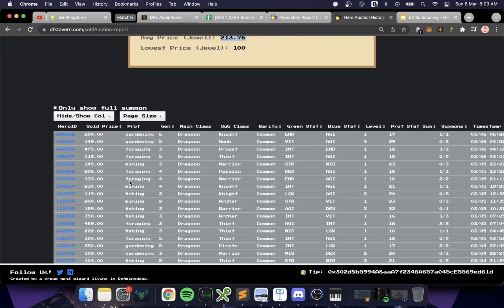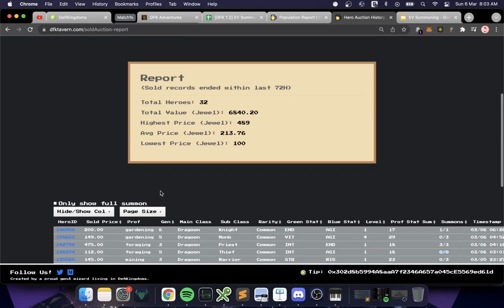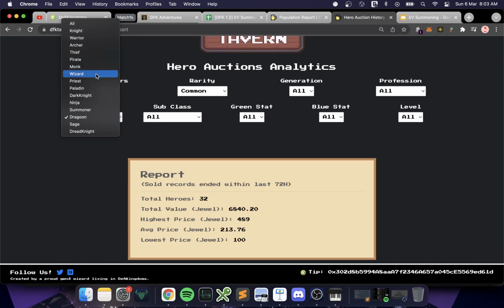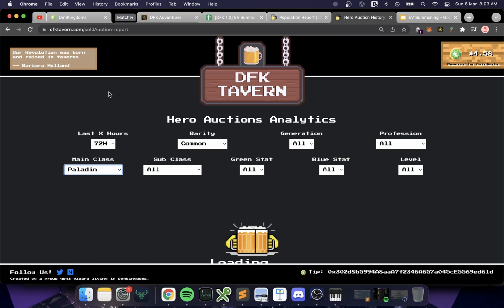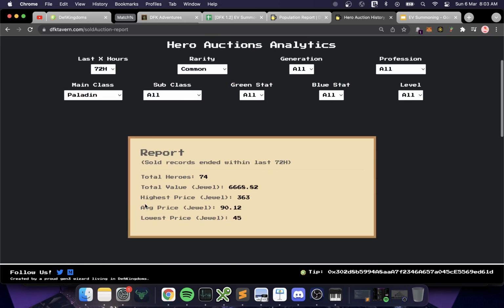The problem with the Dragoon market is it's very unforgiving for 0 summons. So you can see a 0/0 being sold for 112. But then as soon as you have a summon on the Dragoon, it fetches a premium of around 100 jewel as well. It's just because this is how the Dragoon Sage market works. But you can still use it for the ones that have a higher count of sold heroes. So let's use Paladin. So only 74 Paladins were sold last 72 hours.